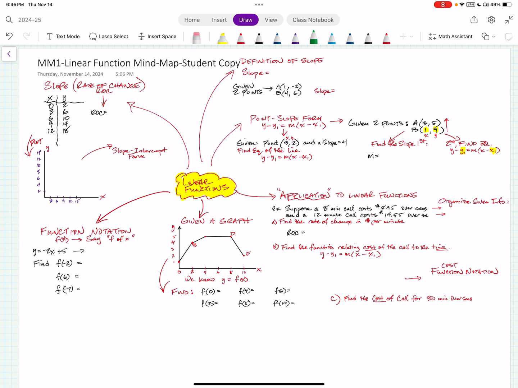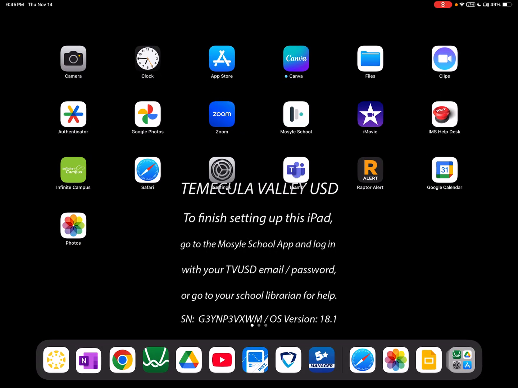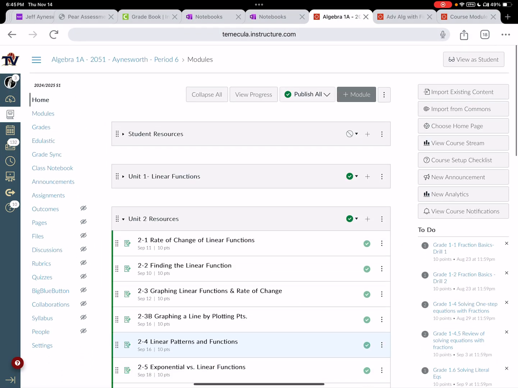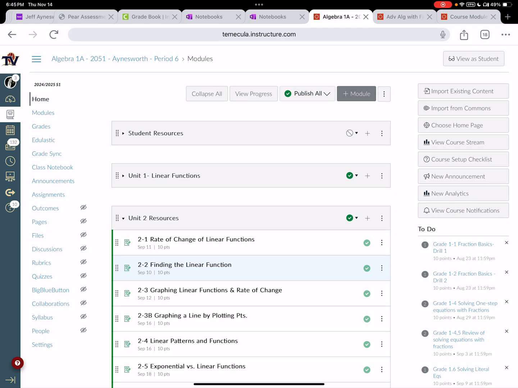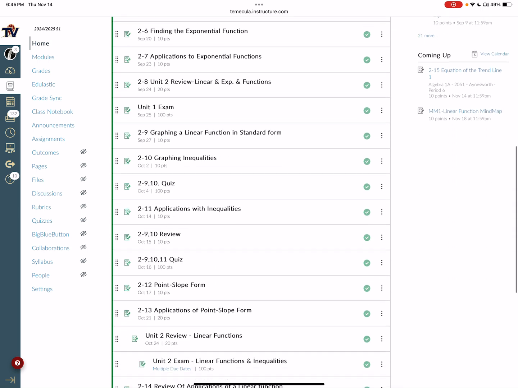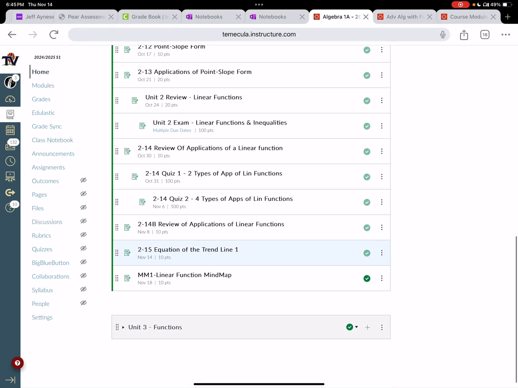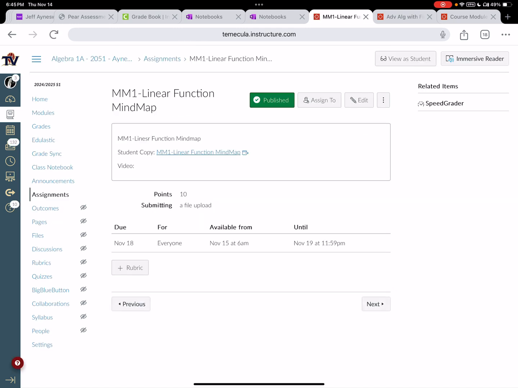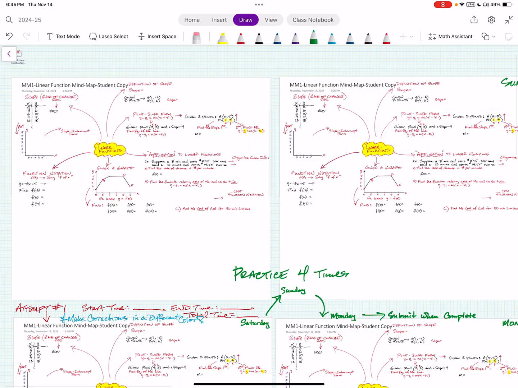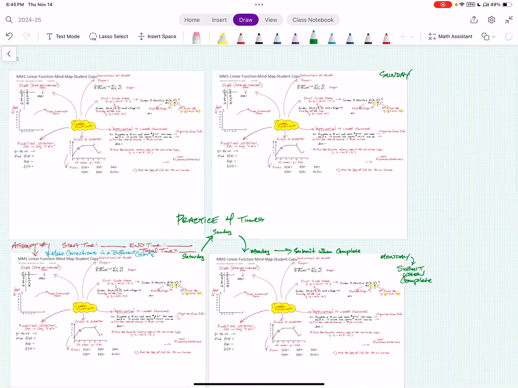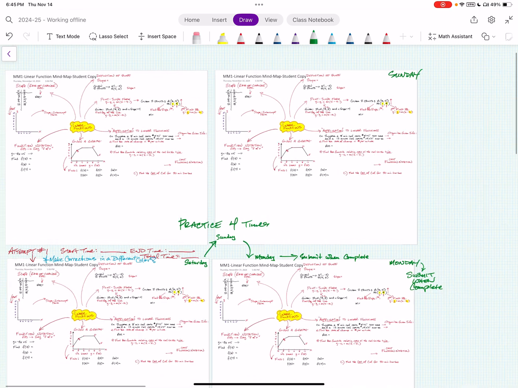The first thing you need to do is go to Canvas. Refresh your Canvas by swiping down, and on your Canvas app, go into Unit 2. At the bottom of Unit 2 where it says MM1 for mind map, open the linear function mind map, and then put a copy into OneNote. You guys know how to do that. When you're on OneNote, though, I want you to do something. Notice that I have 4 copies of the document right here, and you guys know how to do this.